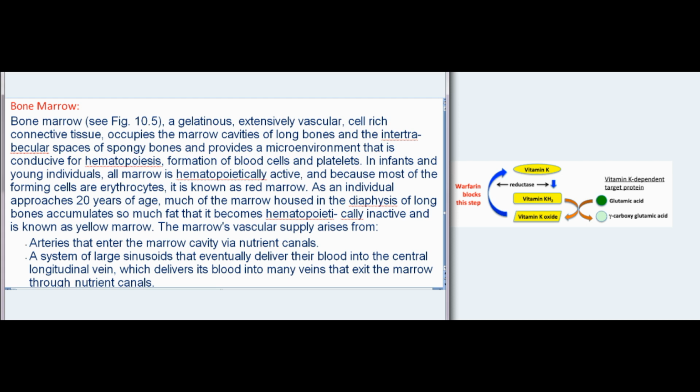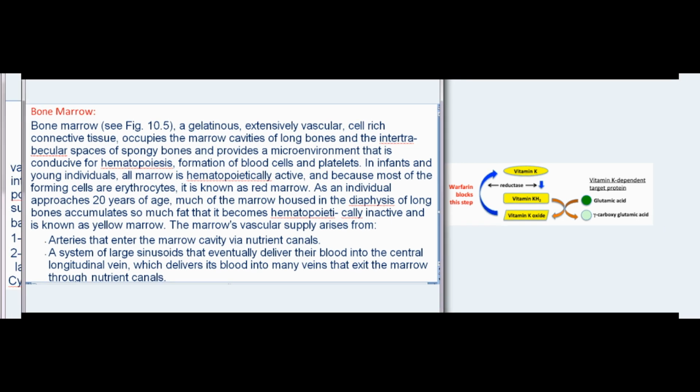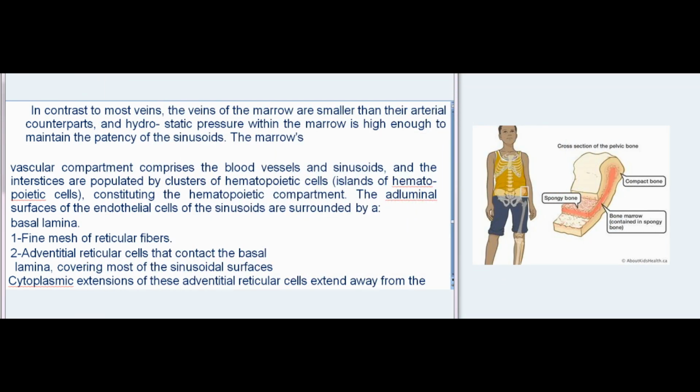The marrow's vascular supply arises from arteries that enter the marrow cavity via nutrient canals. A system of large sinusoids eventually deliver their blood into the central longitudinal vein, which delivers its blood into many veins that exit the marrow through nutrient canals. In contrast to most veins, the veins of the marrow are smaller than their arterial counterparts, and hydrostatic pressure within the marrow is high enough to maintain the patency of the sinusoids.